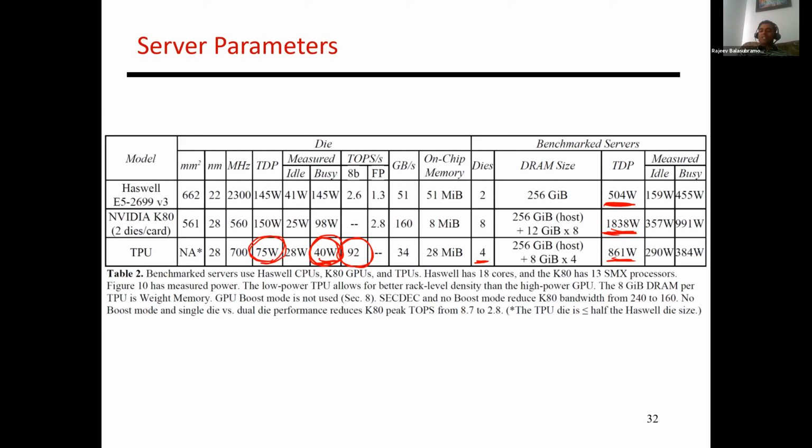Yeah, good point about CGRAs. I think that's a good way to get to that middle ground between FPGAs and ASICs.